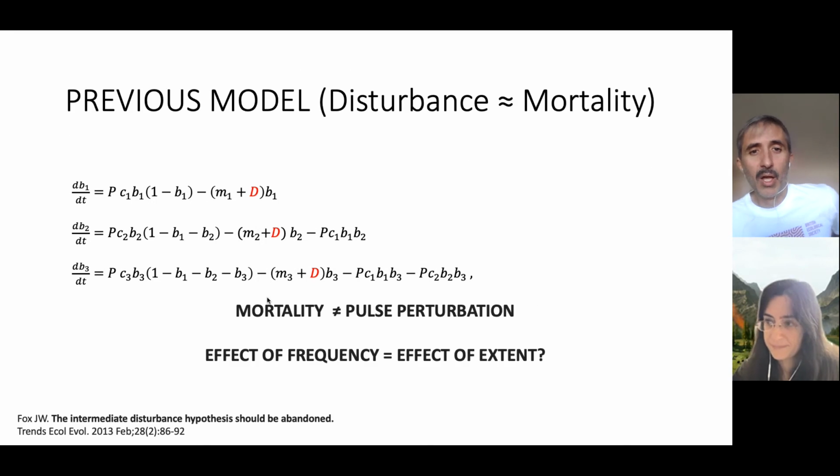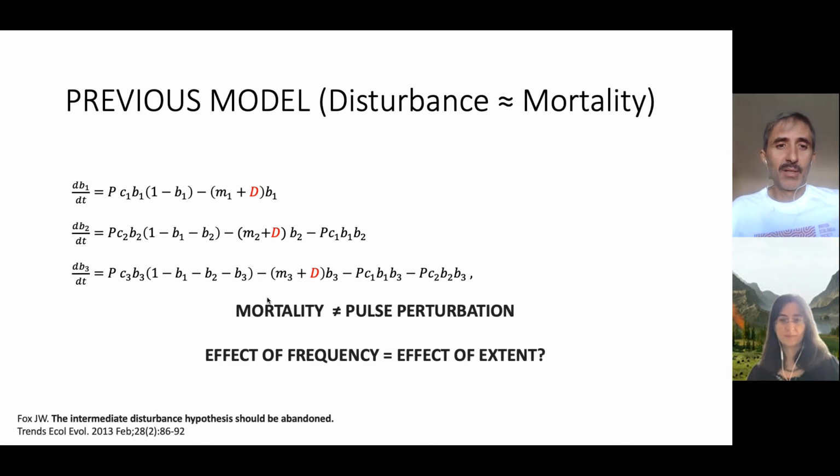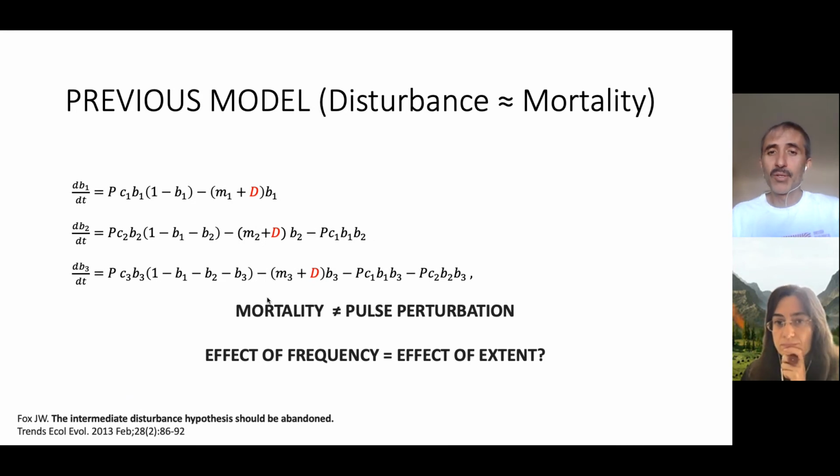Next. But some criticisms have been made of this approach, mainly that perturbations are not very well approximated by a constant rate. Particularly fires are a pulse perturbation. They occur at a certain moment in time, but then they don't occur for a long time. So how this changes the relationship with biodiversity is what we want to study.